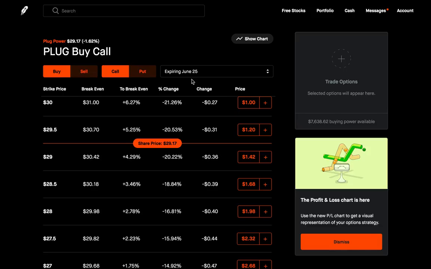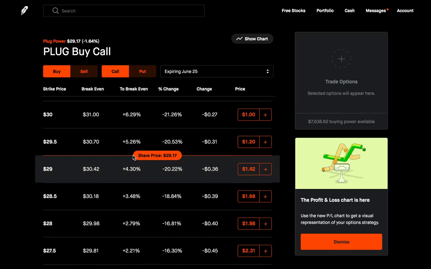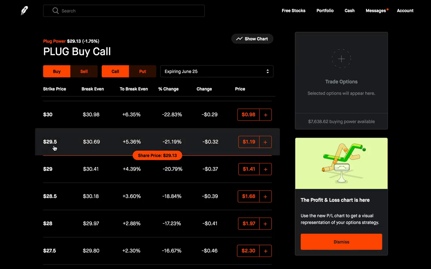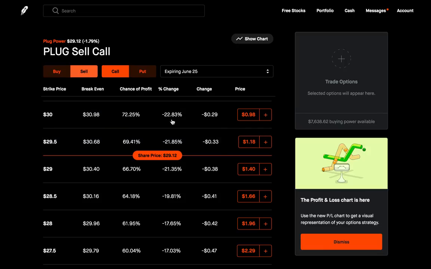Then what I want to do is find the option where the strike price is as close as possible to the price you came up with. There is a $29.50 strike, so I'm going to go to this option here. What I'm going to do is sell a call here.